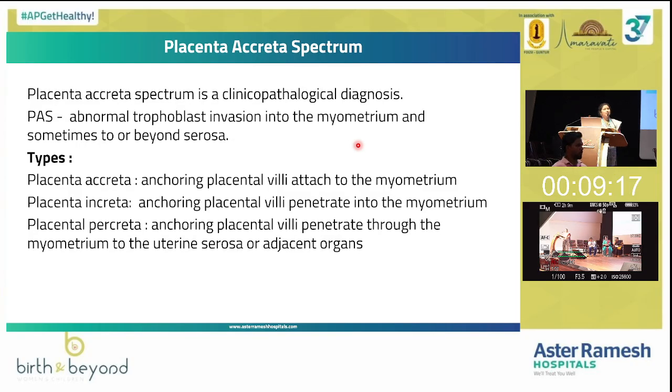Placenta accreta is not a clinical diagnosis, it is a clinico-pathological diagnosis. We can confirm that we had an accreta only after pathology examination of the placenta. Placenta accreta spectrum is an abnormal trophoblast invasion into the myometrium and sometimes beyond the serosa. So we have types like accreta, increta and percreta depending on the depth of invasion.